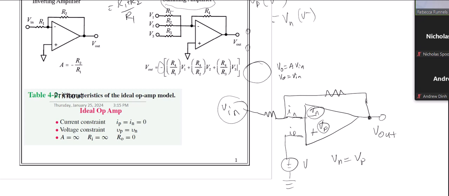Now, it also needs to be true that this A is not the gain. In the pictures up above, A is the gain. This A is not the gain. I'll show you what A is in a minute. A needs to be infinity, and there's a resistance that is infinity, and there's another resistor that's 0. I'll show you what those are on the next slide. So right now I'm just giving you that information, and then we'll see what that is actually referring to.